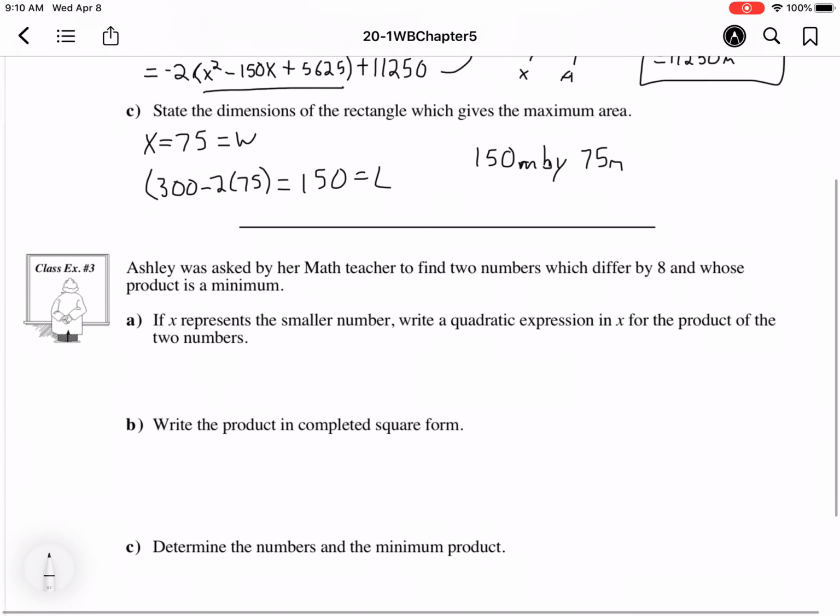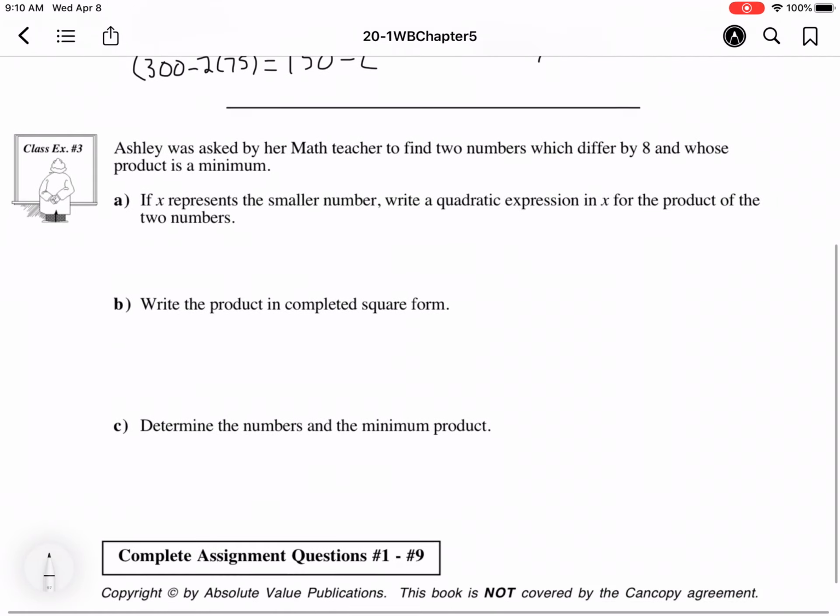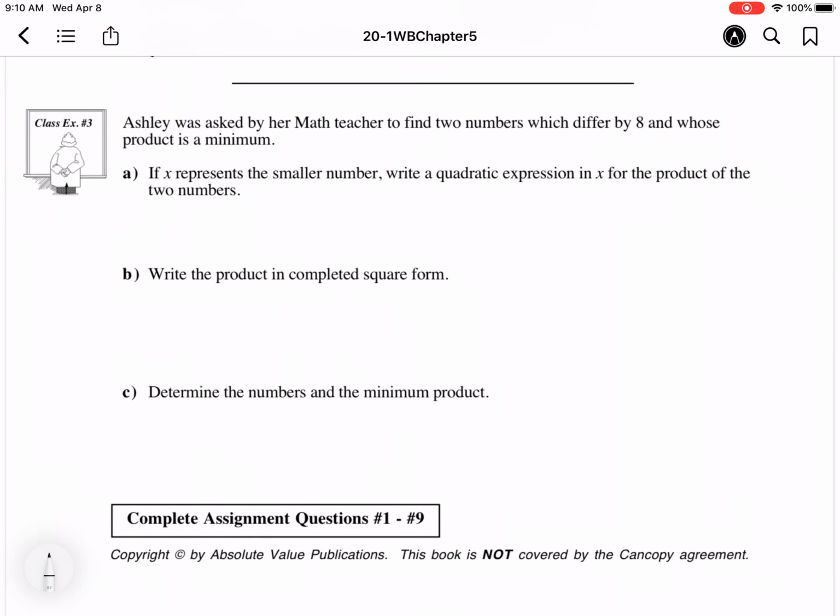Okay. So, Ashley was asked by her math teacher to find two numbers which differ by 8, whose product is a minimum. All right. So if x represents a smaller number, write a quadratic equation in x for the product. Okay. Remember the word product means multiply. So I have the small number, which is x, that's my first number, and my second number, the larger number, is x plus 8. Those are my two numbers, right?